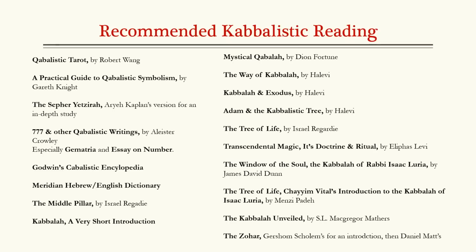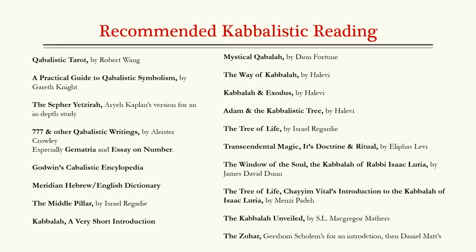I would recommend Kabbalistic Tarot. Get yourself a tarot deck and read that book. Start playing with it. Practical Guide to Kabbalistic Symbolism by Gareth Knight goes much more in depth. It's similar in structure to Mystical Kabbalah, but I believe it's better written than her book is. I think it's a little better structured.